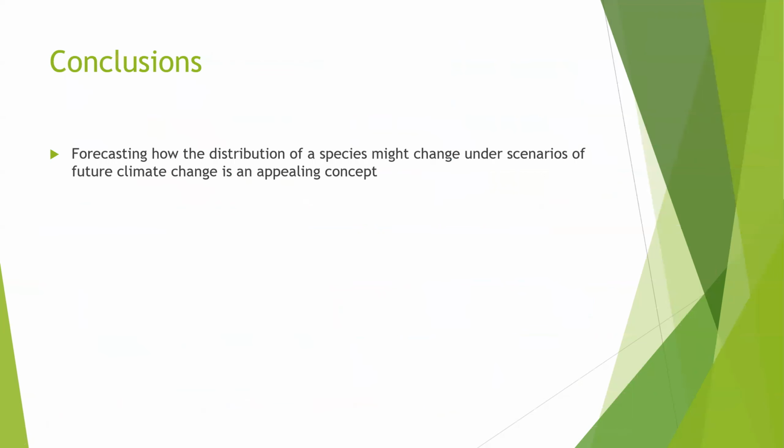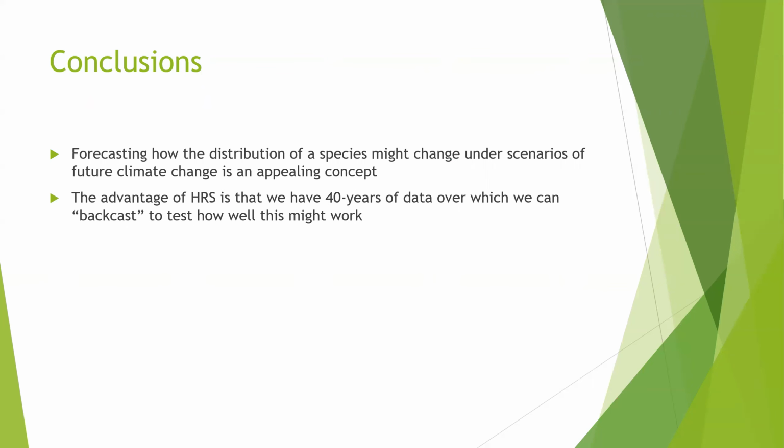So what do we make of all this? Forecasting how distribution of species may change is obviously a pretty compelling idea. And the fact that we've got data available from these climatic models, potential future scenarios, it's very tempting to plug them into our species distribution model and see what happens. We have a big advantage with the Hoverfly Recording Scheme in that we're sitting on 40 years of data, which we can backcast over to test how well it's working.